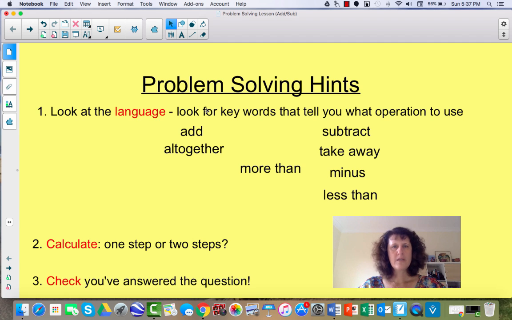So you've worked out what you have to do, and then you do the calculation. Some problems only take 1 step to solve, and others might take 2 steps or even more as you get older. But we're going to be looking at 1-step and 2-step problems today. And then finally, now this might sound really obvious, but you need to check that you've answered the question. It's really frustrating when you've done all that fabulous calculating and then realised, actually, I haven't answered what was asked. So it might sound obvious, but it's really important.